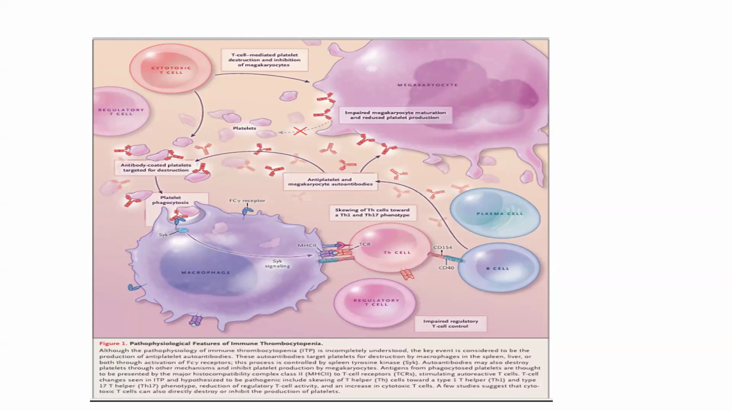Antigen from the phagocytosed platelet is thought to be presented by MHC class 2 to the T cell receptor, stimulating autoreactive T cells. So T cell changes are seen in ITP. The main T cells involved are type 1 helper T cells and type 17 T cells.